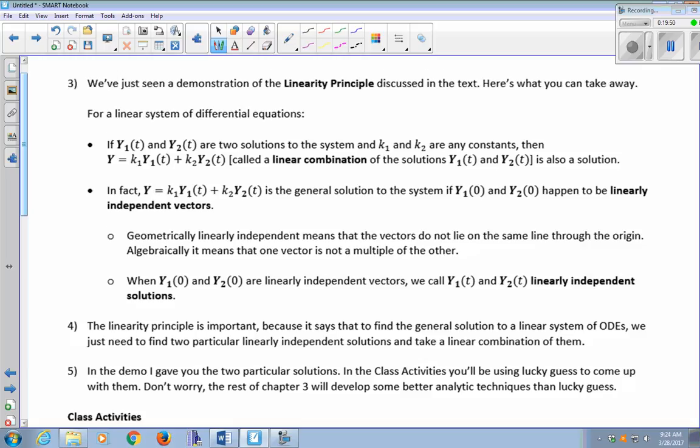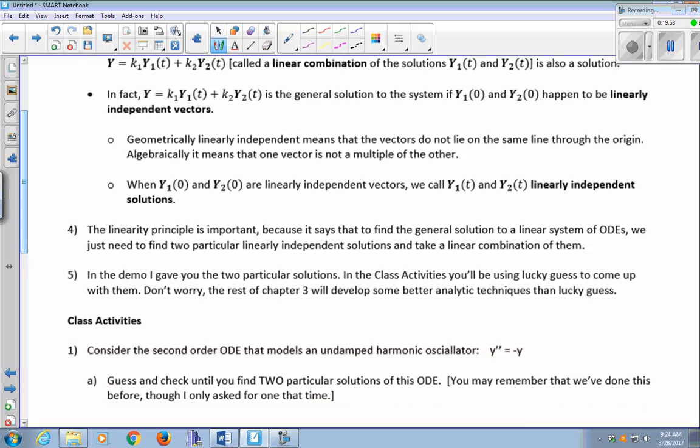So the linearity principle is important because it says that to find a general solution to the system, we just need to find 2 particular solutions, right? So you just have to often use lucky guess, sometimes a more sophisticated technique. But if you can find two particular solutions, you take a linear combination of them and you have all of the solutions, the whole general solution. So in the demo that we just did, I gave you the two particular solutions. In the class activities, you're going to use lucky guess to come up with two particular solutions. But don't worry, we have more sophisticated techniques than lucky guess that we'll develop in the rest of chapter 3.